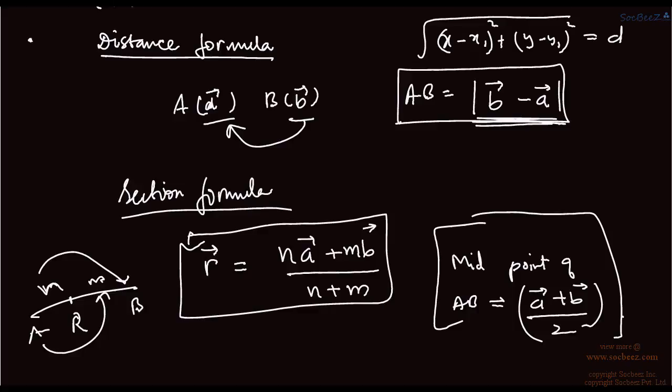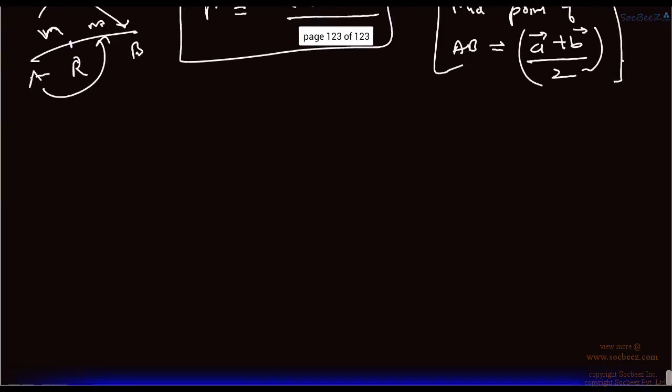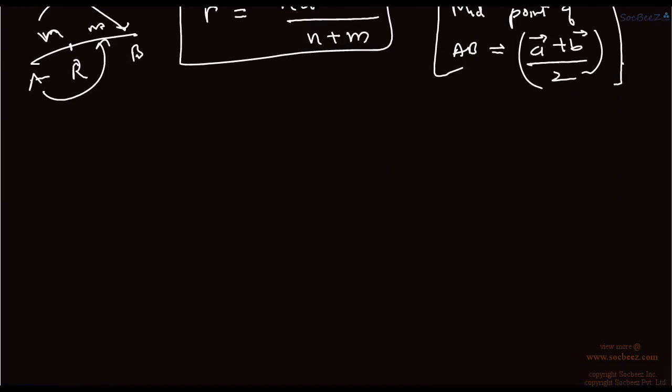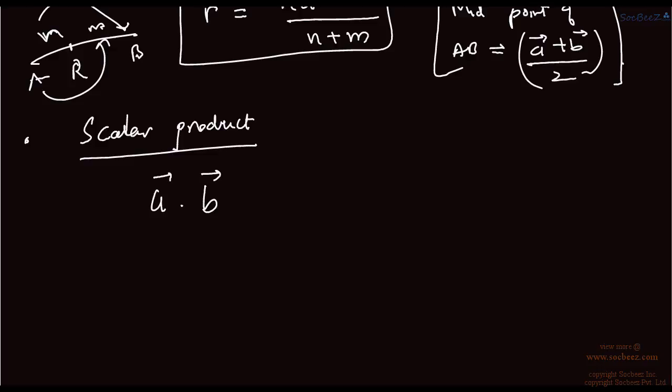Now we'll move on to the scalar product of two vectors, which is the most basic and important thing about this chapter. Let's say we have two vectors, A vector and B vector. If you put a dot in between these two, that will be the scalar product. It is given by mod of A vector, mod of B vector, cos theta.